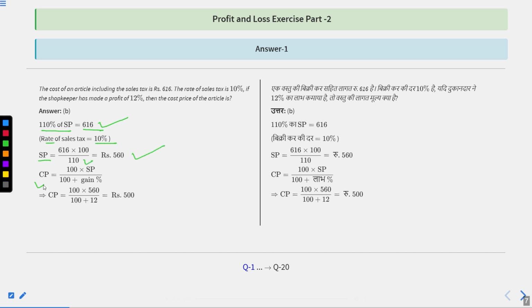So what will be the CP? We use the formula 100 multiplied by selling price upon (100 plus gain percent). So we calculate the CP. CP will be 100 multiplied by 560 upon (100 plus 12), since it is given that profit is 12%. So when we calculate it, we get the cost price is 500. B is the correct answer. Next one.